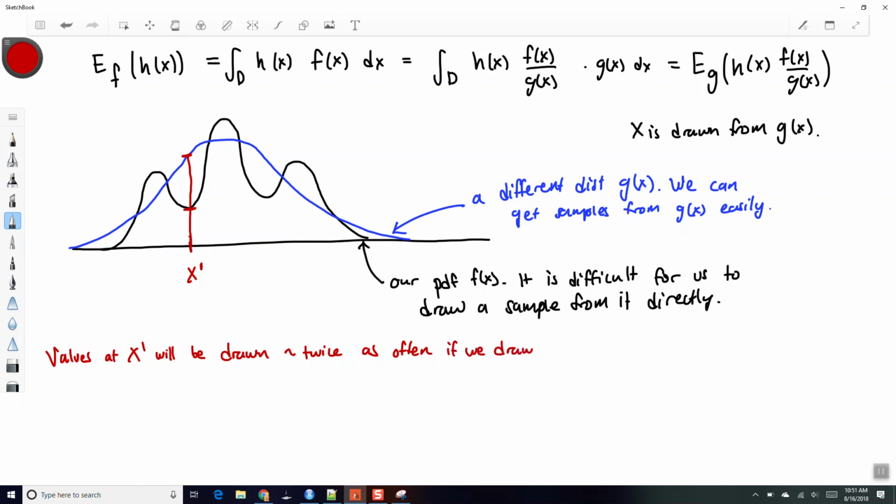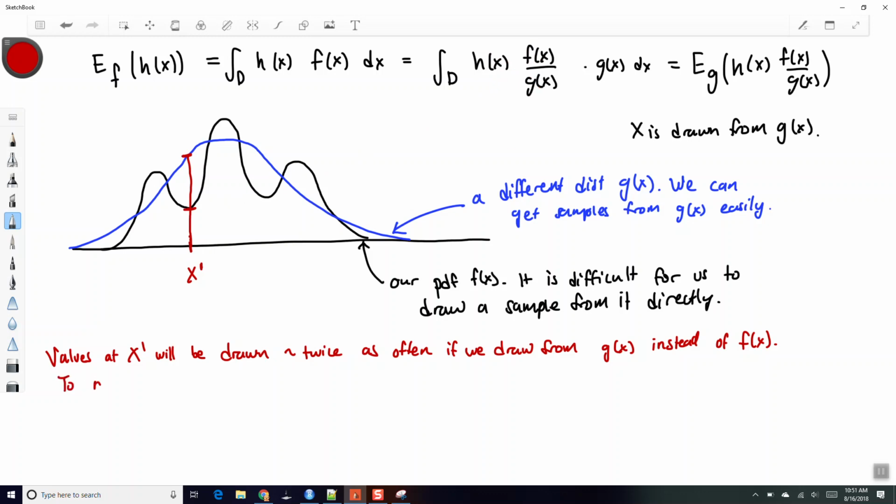if we draw from g of x instead of f of x, right? And so if we applied the function h of x to x1, those values would appear too often, okay? So to compensate for that, we weight those values of h of x to be less, because f of x is only half as tall as g of x, okay?